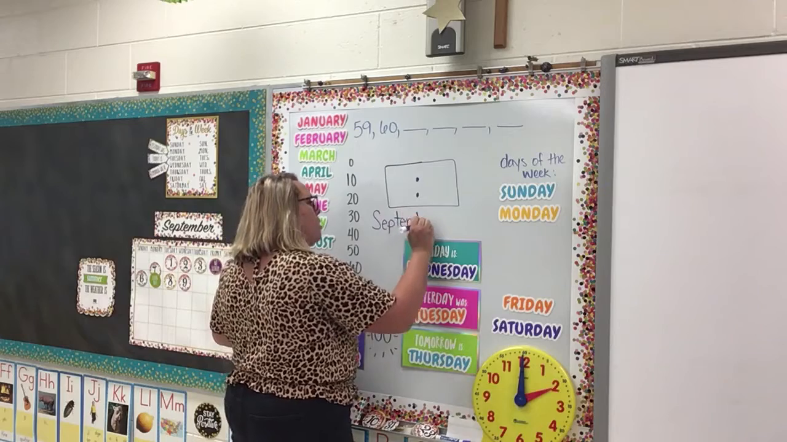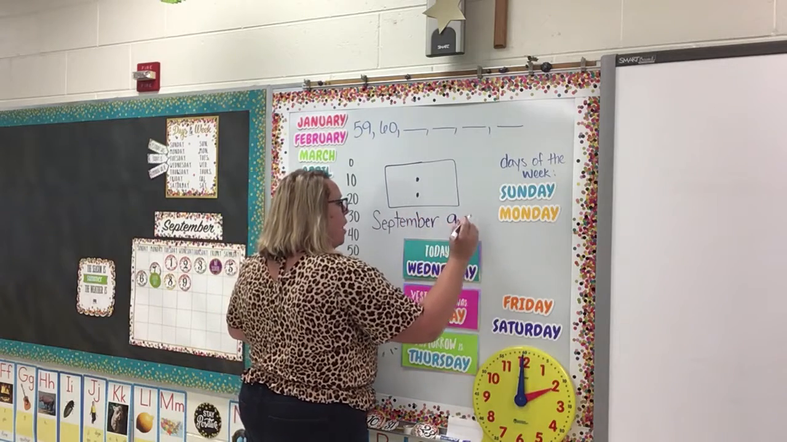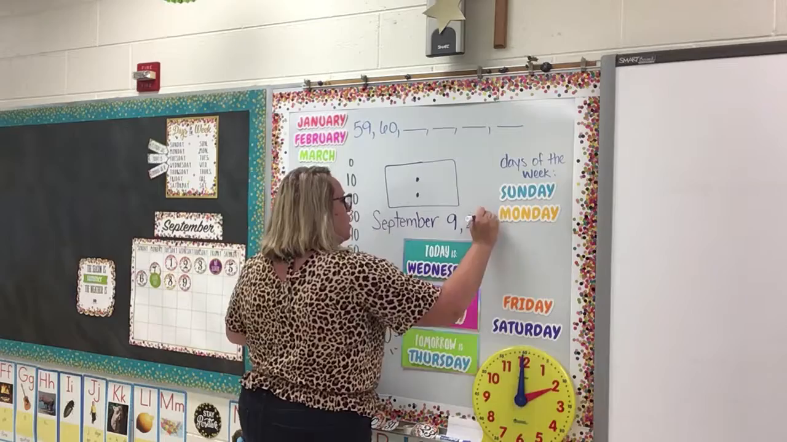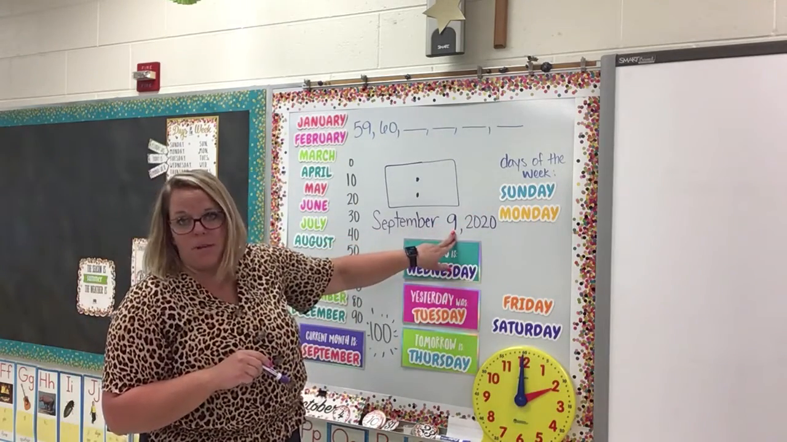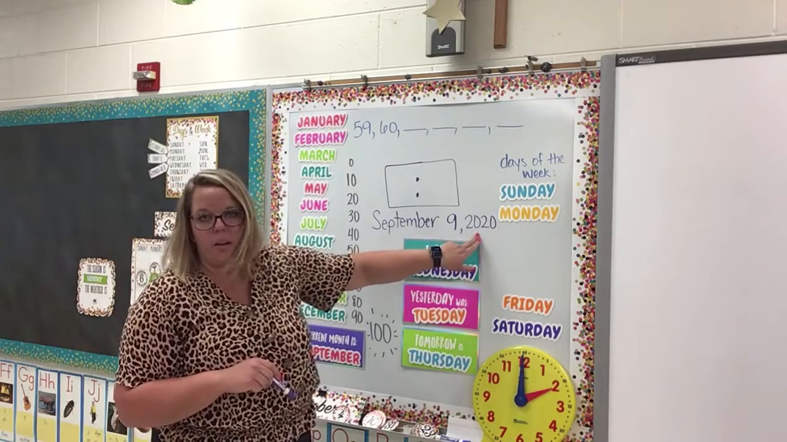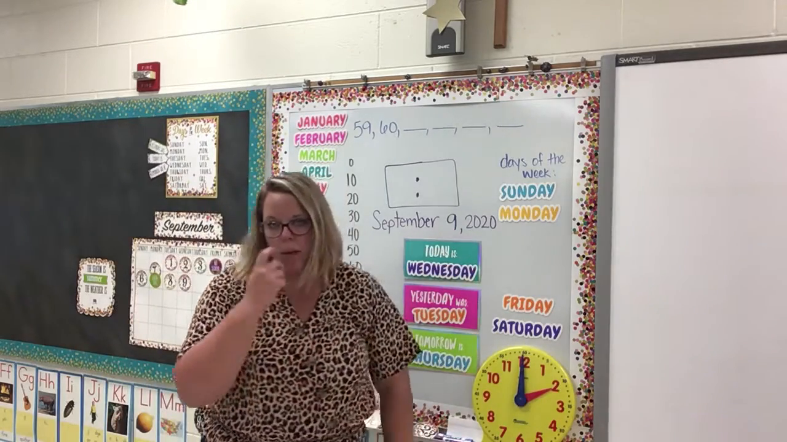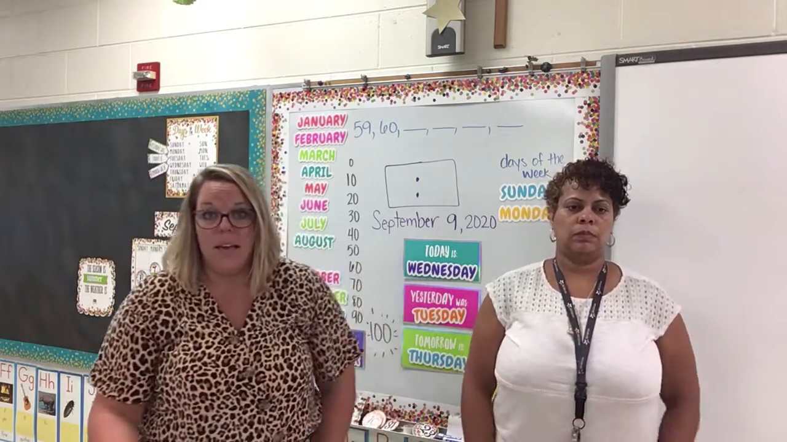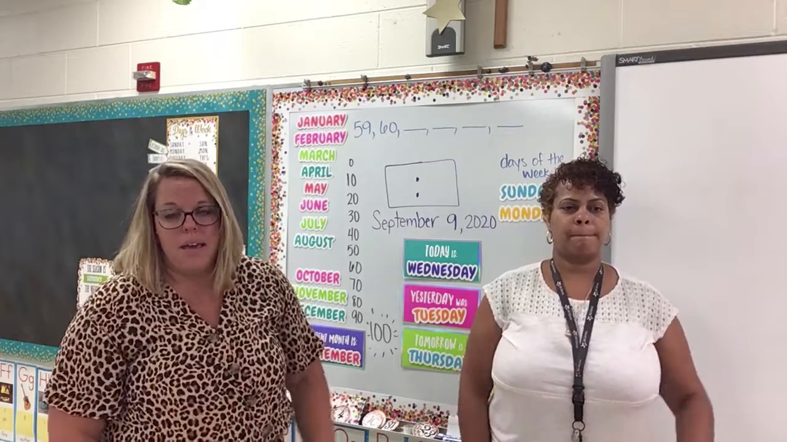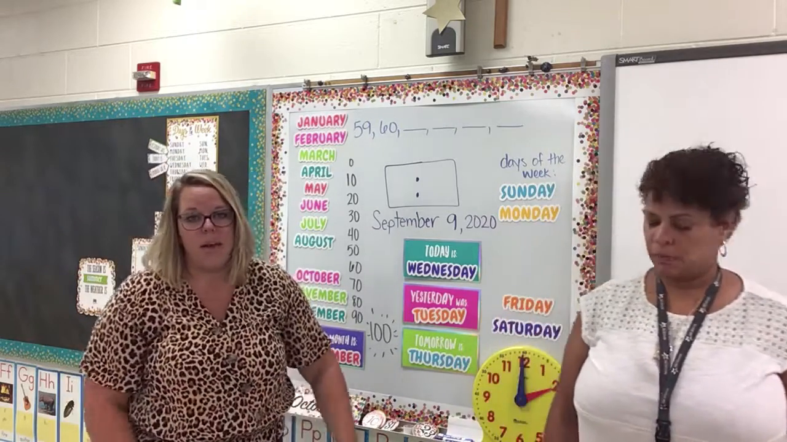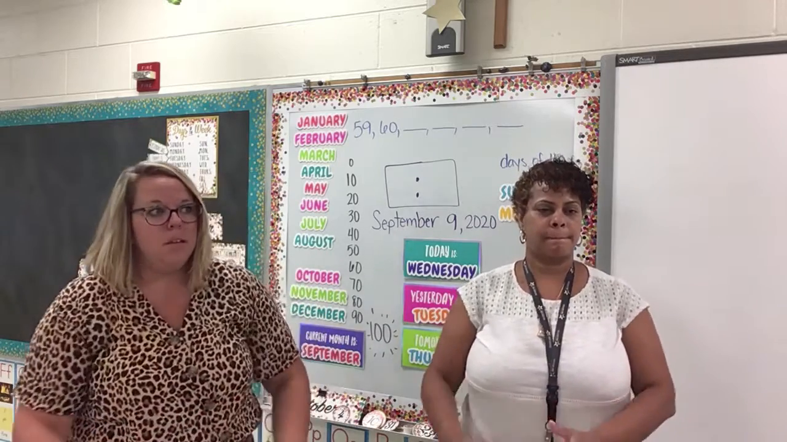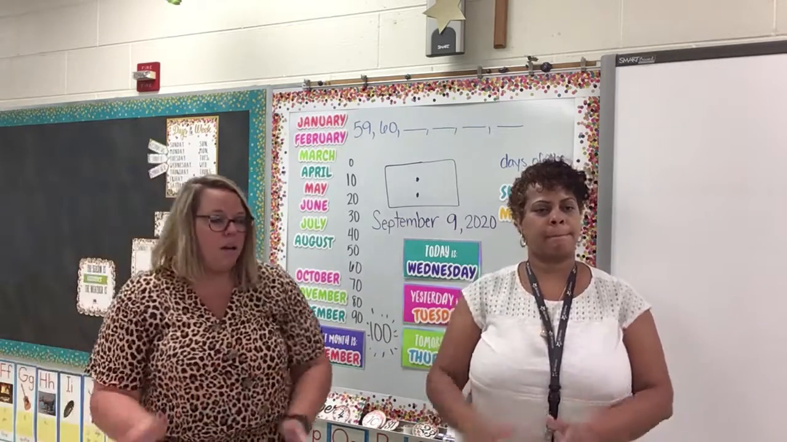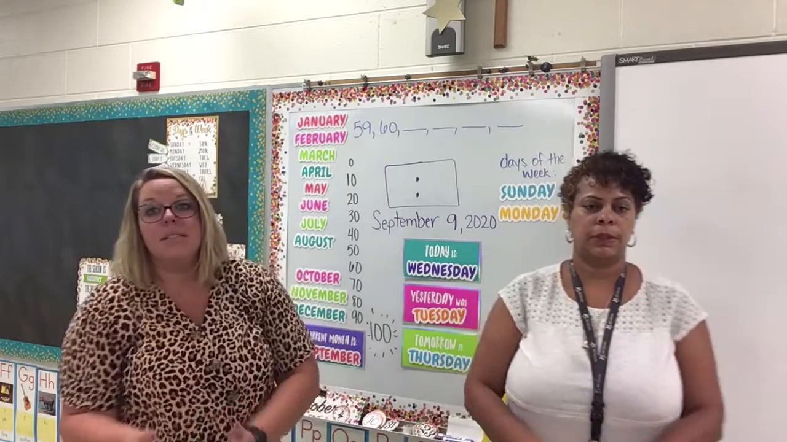We will go ahead and we will remember how to spell September in just a second. You can see capital S for September, a little space, the 9 because that's the day, comma, and our year is 2020. Here we go. S-E-P, T-E-M, B-E-R, September, September.